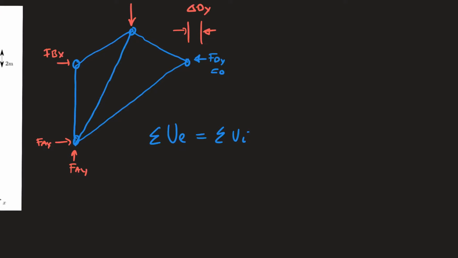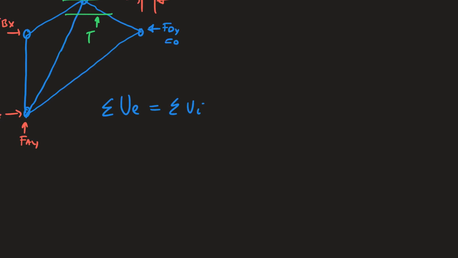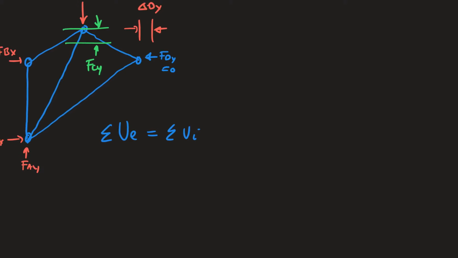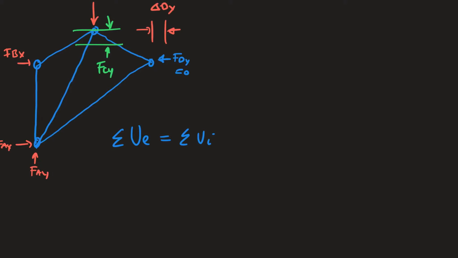So we can look at the external work we've got on this structure. Now these aren't going to move here. We've got two displacements. We've got one here. Let's call this node C. We know that our external energy is going to be equal to half 10 kilonewtons multiplied by, sorry, I called it Fcy up there, I should have called it delta Cy. Let's call it delta Yc.